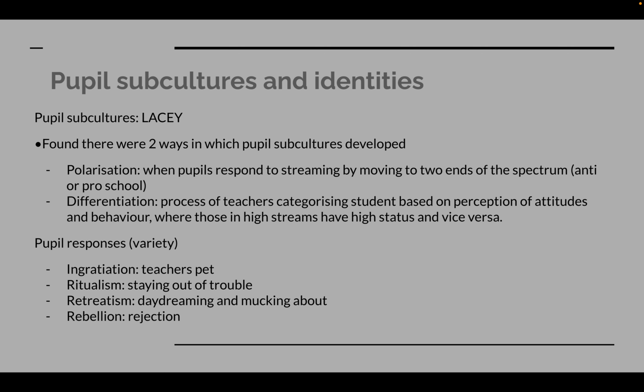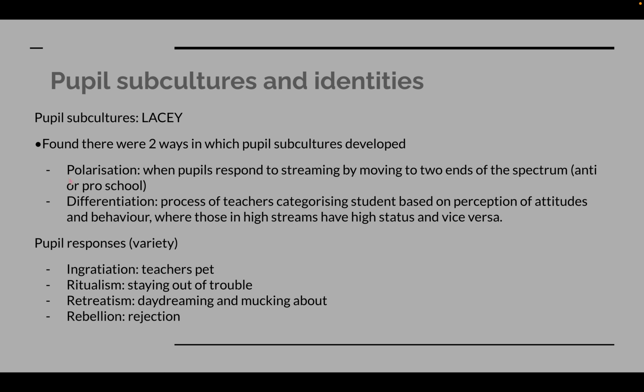And another type is differentiation. This is the process of which teachers categorize students based on perception of attitudes and behaviors, where those in high streams have high status and vice versa. Different labeling is a form of differentiation. It's literally when they separate students based on their abilities, aka streaming.